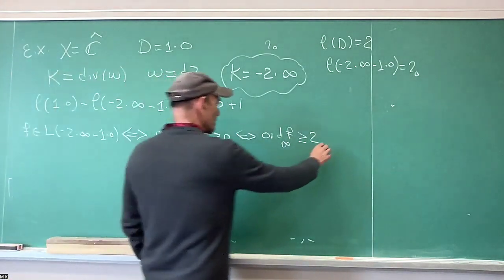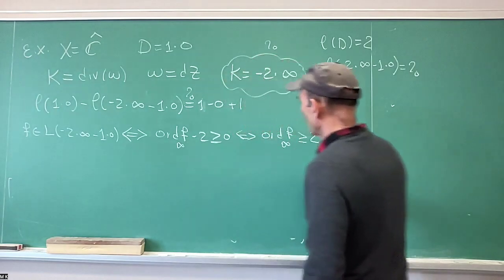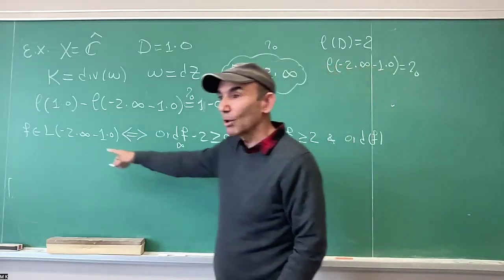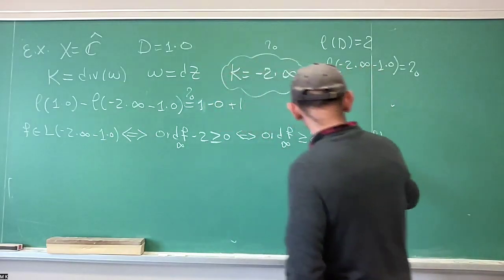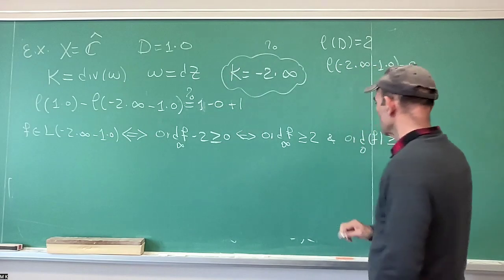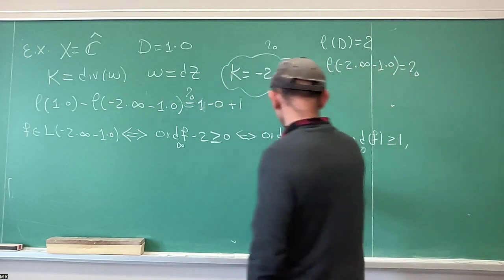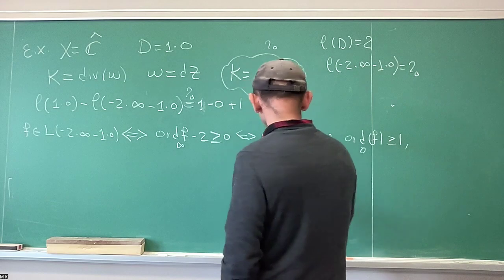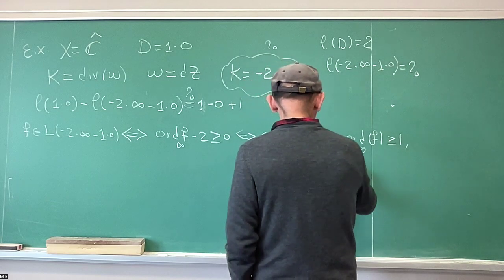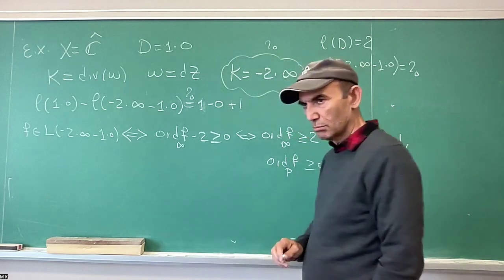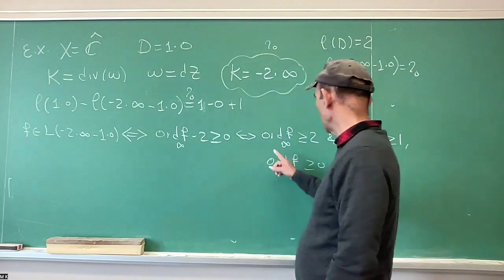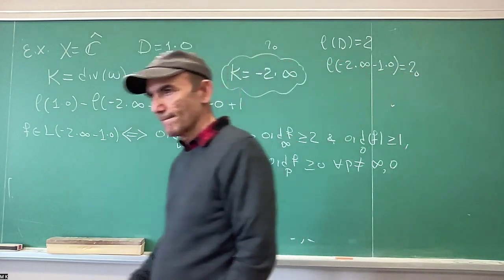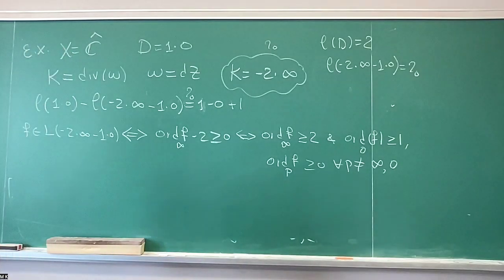And there's another condition, which means the order of F at 0 has to be 1 at least, right? Has to be 1. And then the order of F at p just has to be bigger than or equal to 0 for all p different from infinity and 0. You're happy with this? Okay, so it should be like that.